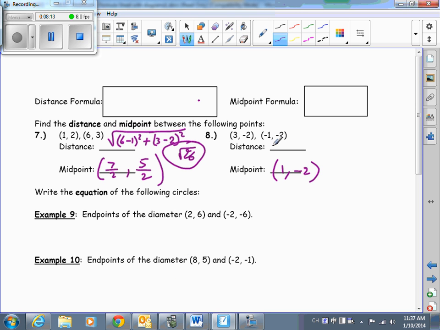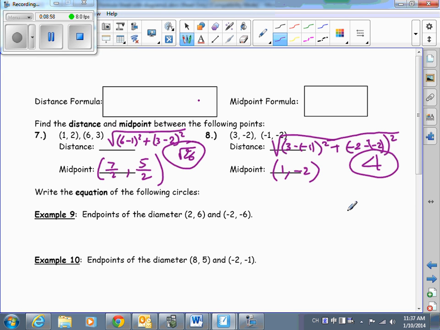The distance formula, I want to do this one with y'all. That will be 3 minus negative 1, which ends up being plus 1, squared, plus negative 2 minus negative 2 squared. Now, negative 2 minus negative 2, that's a 0 here. Compared to this, that would be a 4. So it's just 4 squared, right? And what's the square root of 4 squared? The square root of 4 squared is 4. Square root of 16 is 4. There you go.